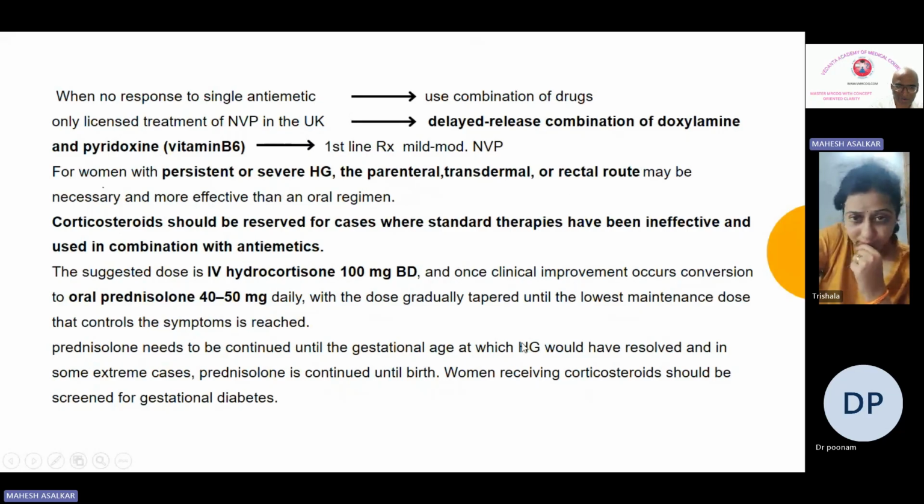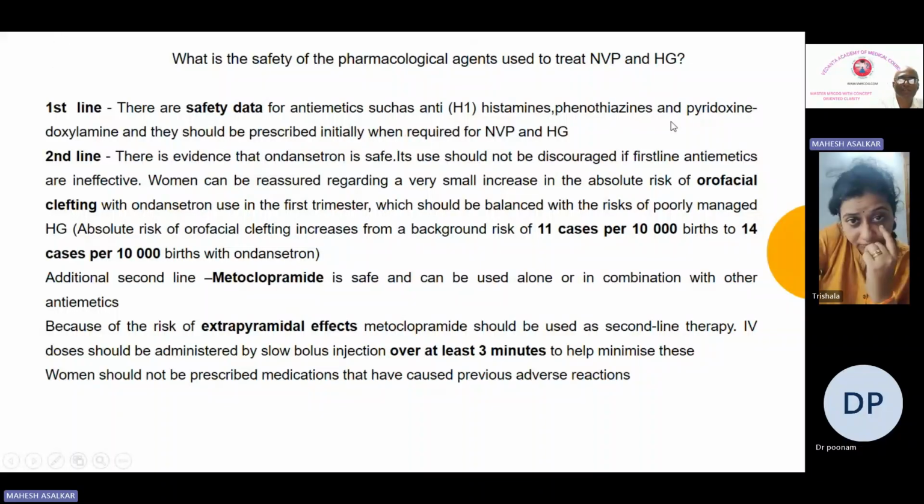These details are not asked for part 1. But just remember the third line is corticosteroids, initially given IV followed by oral. That oral also we need to taper. We don't stop any steroids abruptly, we taper them. Coming to the drugs, first line we have discussed antihistaminics, phenothiazines, pyridoxine, doxylamine, etc. Then second line we have ondansetron and metoclopramide. For metoclopramide we discussed the extrapyramidal side effects, and for ondansetron the orofacial clefting.